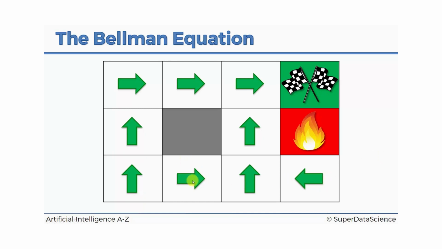If it starts here, or if for some reason it ends up in this square, it knows how to get out of here. And if it starts in this square, it knows how to get out of here, and so on. So that is what a plan is.